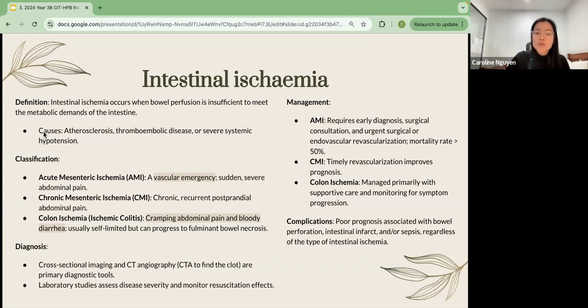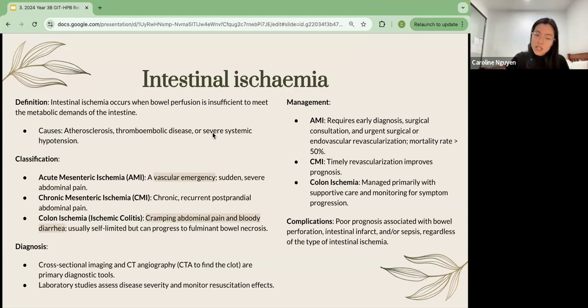On the other hand, with chronic mesenteric ischemia, sometimes people have had problems with these issues for a long time, and then their bowel is just slowly dying. And then ischemic colitis is cramping abdominal pain with bloody diarrhea. It usually is self-limited, but can progress to fulminant bowel necrosis.